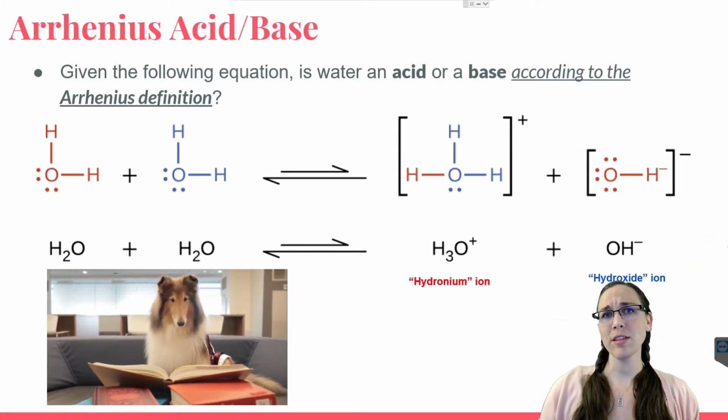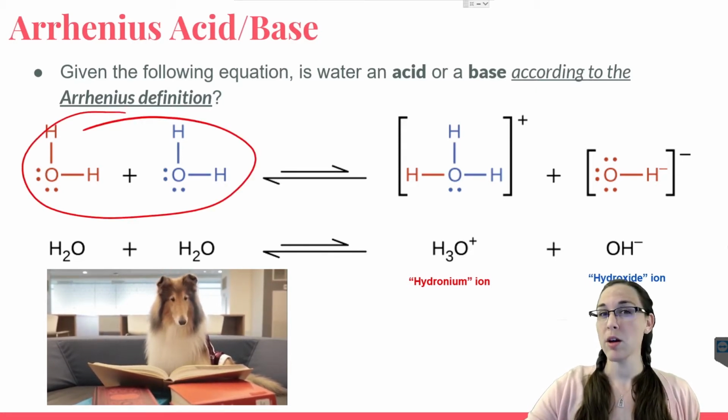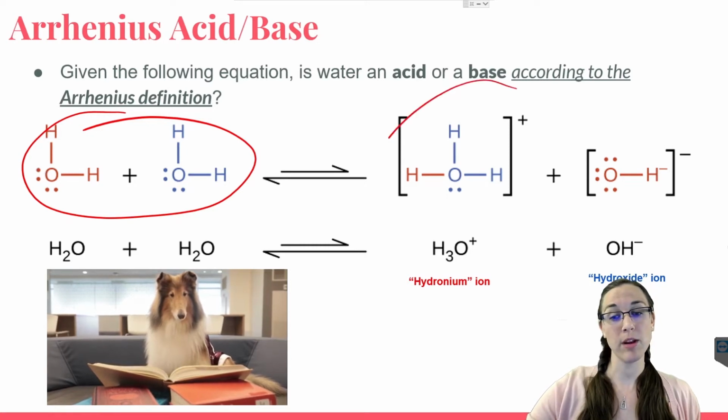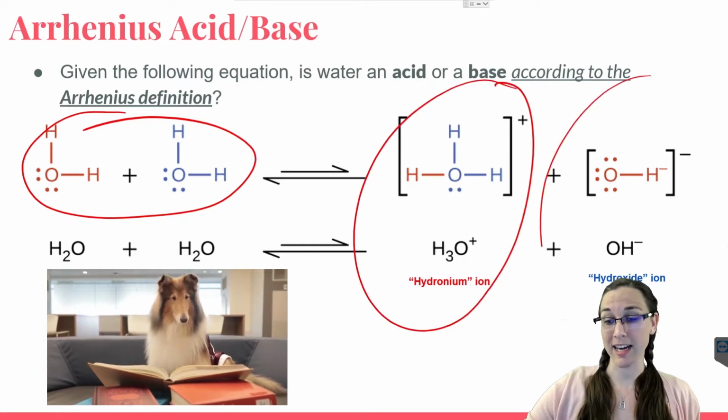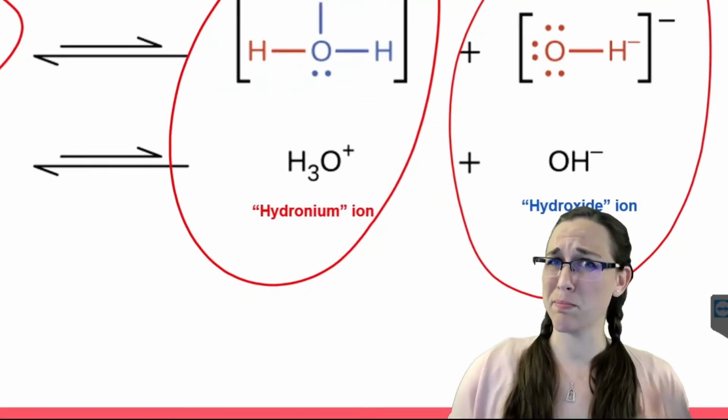However, if we look at the reaction between water and itself, H2O plus H2O, we see that it yields both hydronium ion, the acid, and hydroxide ion, the base. So according to Arrhenius, water is both?